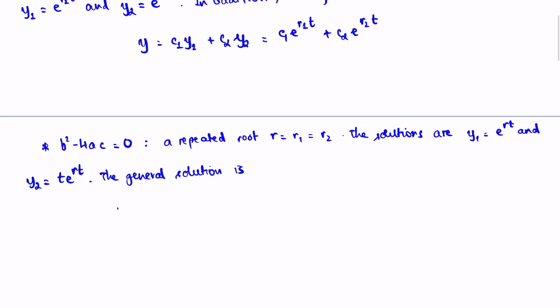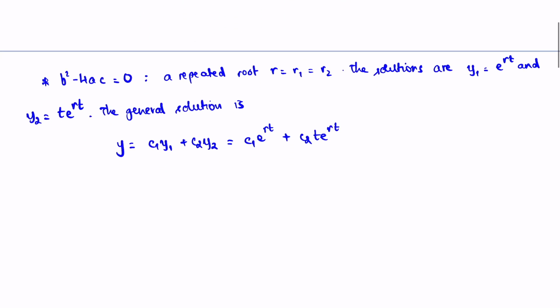The general solution is the linear combination of these two solutions. So y is equal to c1 y1 plus c2 y2, or c1 times e to the rt plus c2 times t times e to the rt. Again, the second solution here can be obtained from the first solution. And again, I will show that in another lecture called reduction of order.